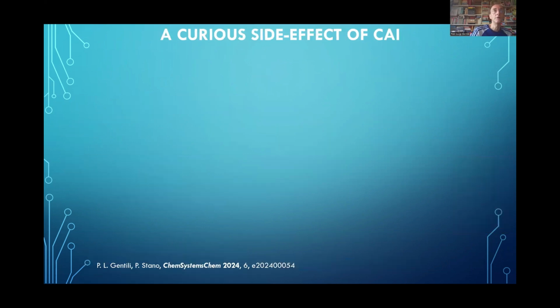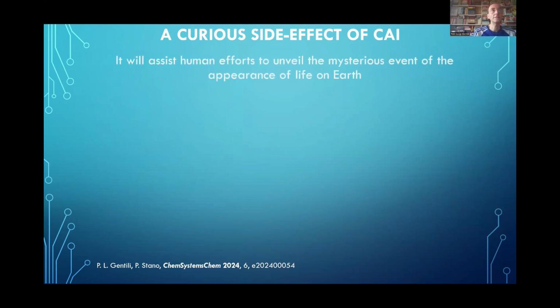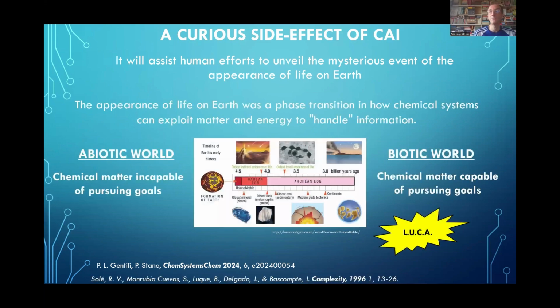The development of chemical AI might have a curious side effect. It will probably assist human efforts to unveil the mysterious event of the appearance of life on Earth. That staggering event occurred roughly 4 billion years ago, and has been described as a phase transition from a completely abiotic world to a world where the first complex chemical systems capable of exploiting matter and energy to encode, collect, store, process, and send information to pursue goals somehow pop up.